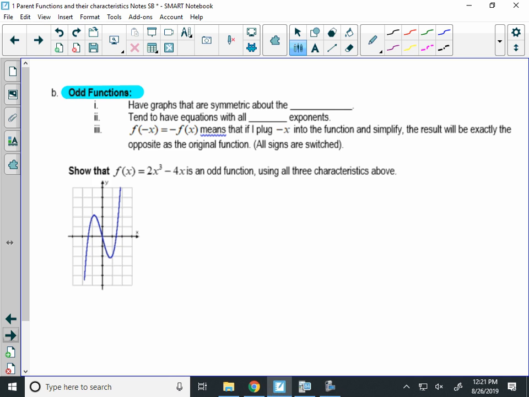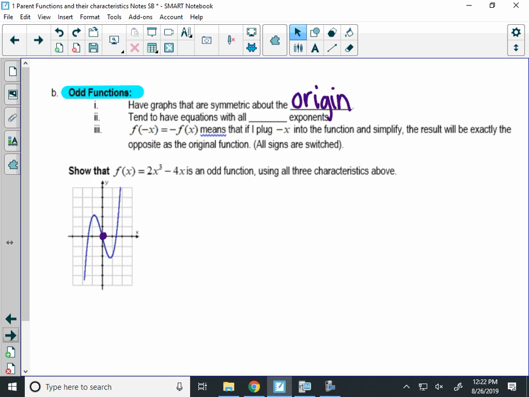Odd functions have graphs that are symmetric about the origin. Okay? So your origin is the point 0, 0. One way I kind of think about symmetric about the origin is that the graph, like opposite quadrants, look the same but reflected. So like the first and third quadrants look the same. 2 and 4 look the same but upside down. Okay? So that graph is reflected over the origin. You did some of those reflections last year in geometry.